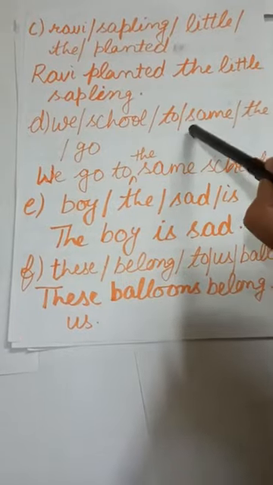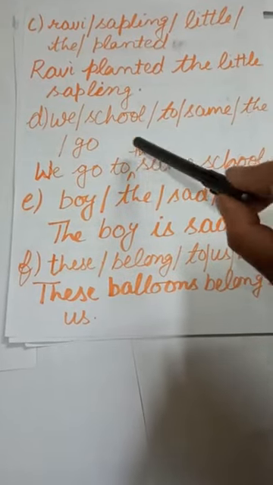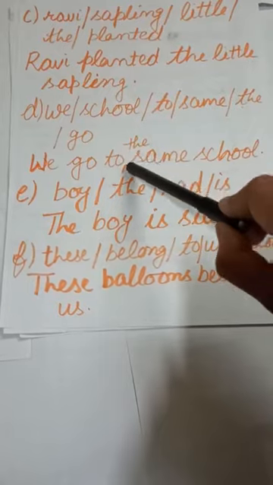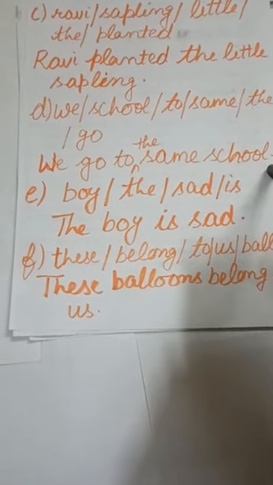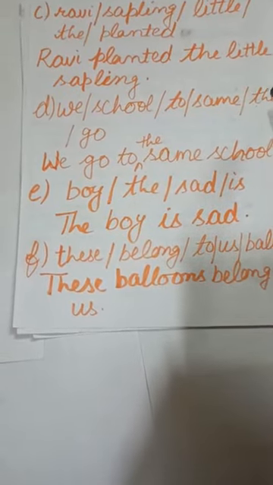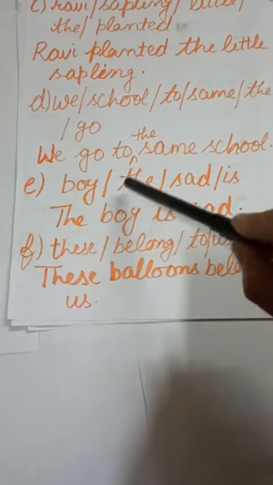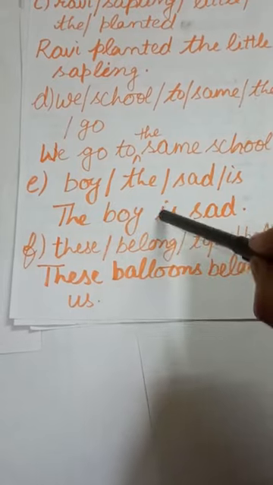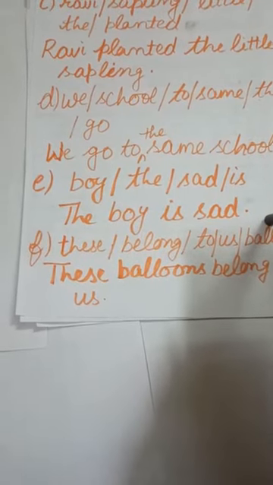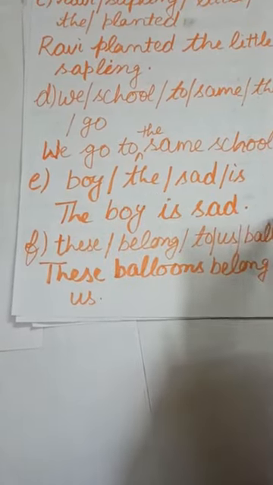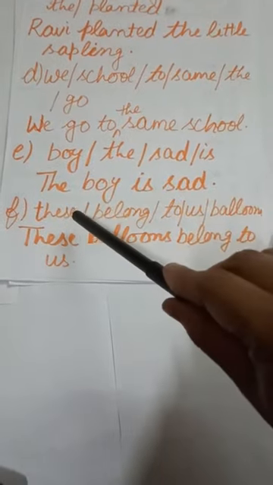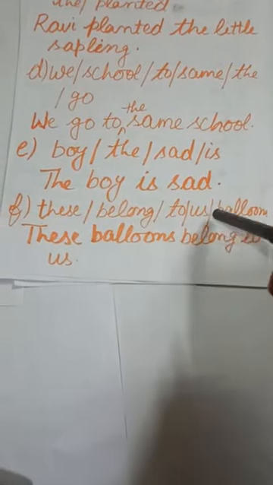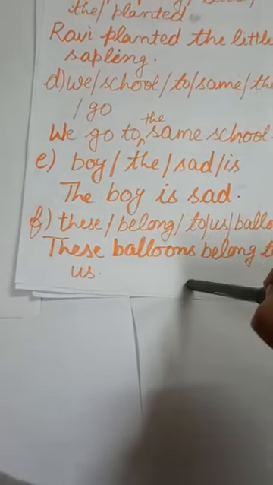We school to some the go. We go to the same school. Boy the sad is. The boy is sad. Full stop. Now the last sentence. These belong to us balloons. These balloons belong to us.